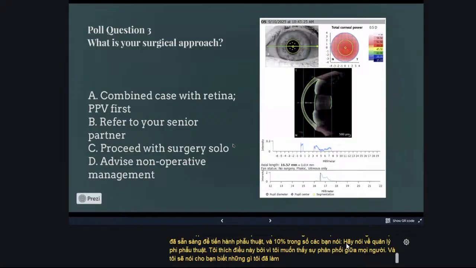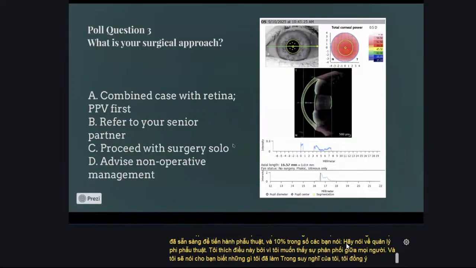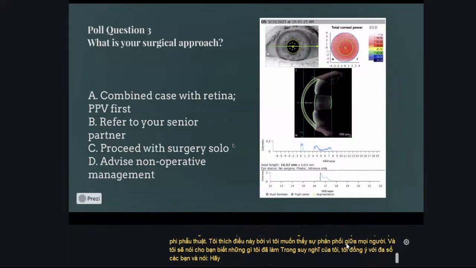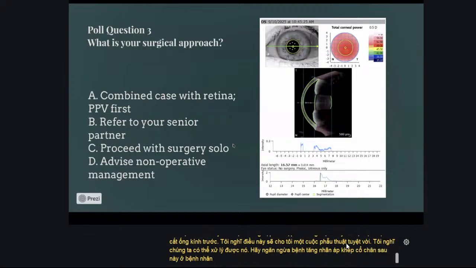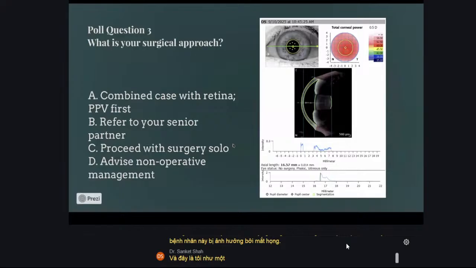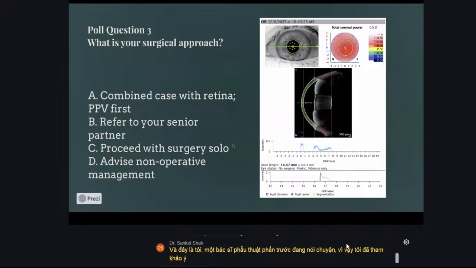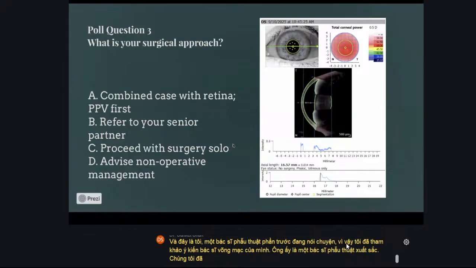In my mind, I agreed with the majority of you, and I said, let's try a combined case with retina. Let's have them do the vitrectomy first. I think this will give me a great surgery. I think we can handle it. Let's prevent angle closure glaucoma later on in this patient with an nanophthalmic eye. And this is me as an anterior segment surgeon speaking. So I consulted with my retina doc. He's a great surgeon. We've operated together on a couple cases before.